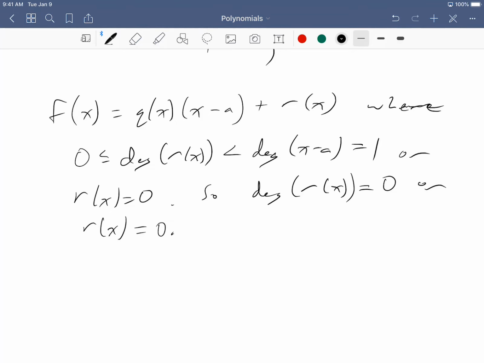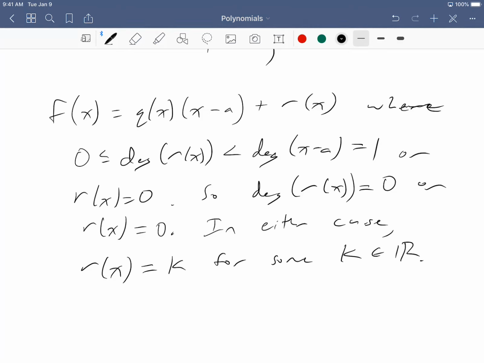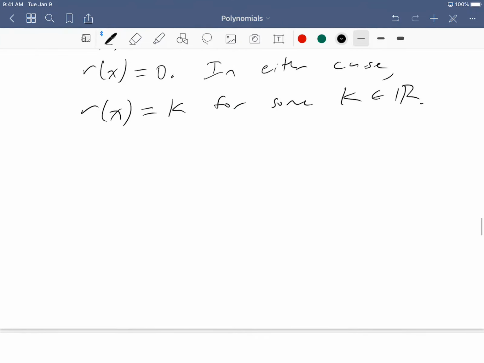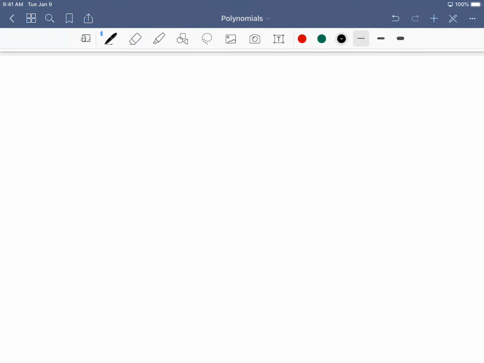In either case, r of x is a degree 0 polynomial or it's the 0 polynomial. And so in either case, let me write that down. In either case, r of x is a constant polynomial, some k in R. It's a degree 0 or it's the 0 polynomial, so it's a constant polynomial no matter what. So what we want to think about for a minute is, what is that constant k? So we're going to do 2 short examples just to see what happens with this.